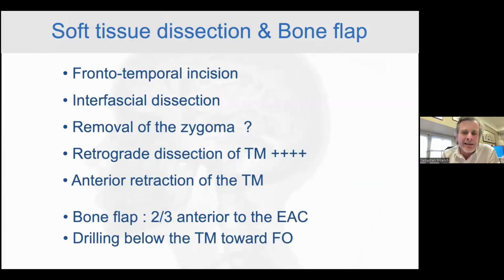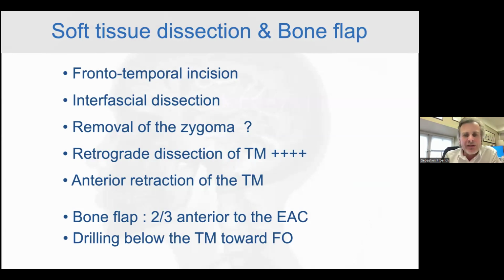Then I do the classic frontotemporal incision, with interfascial dissection. You need to retract the skin as much as possible anteriorly. Like this, you will be able to retract the muscle as much anteriorly. And for this, you need to disconnect the skin and the muscle. This is why I do interfascial dissection. I don't remove the zygoma.